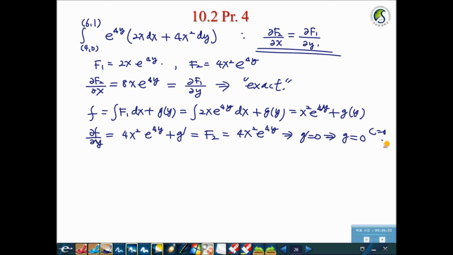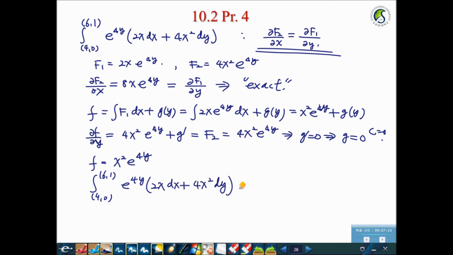Okay? And f will be x squared e to the 4y, and the integration from (4, 0) to (6, 1) of e to the 4y times 2x dx plus 4x squared dy is x squared e to the 4y from (4, 0) to (6, 1), and that's 36 e to the 4 minus 16. Okay?